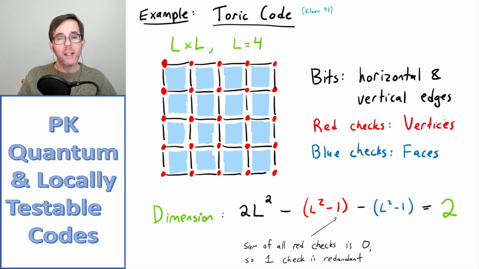And then you're supposed to subtract the number of red checks and also subtract the number of blue checks. So it would seem that there's L squared red checks and L squared blue checks, but actually, you can check that if you add up all, let's say, the red checks, mod 2, they cancel out to 0.